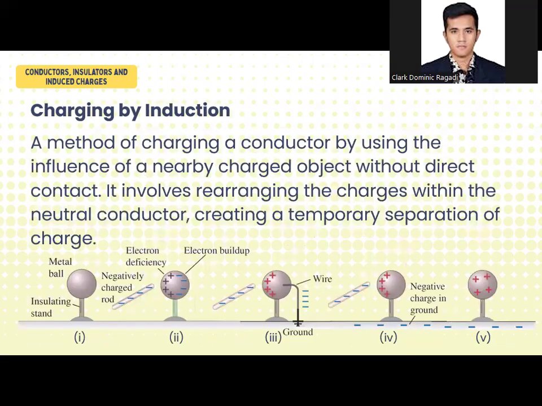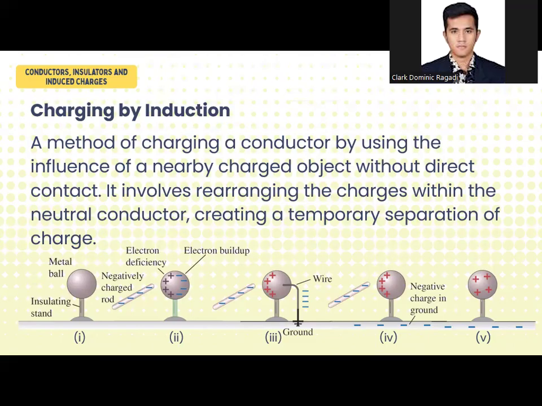Next is charging by induction. This is in contrast to charging by conduction. In conduction earlier, there's contact, but in charging by induction, there's actually no contact. It is a method of charging a conductor by using the influence of a nearby charged object without direct contact. It involves rearranging the charges within the neutral conductor, creating a temporary separation of charges.